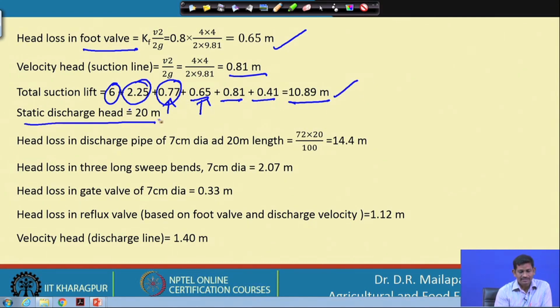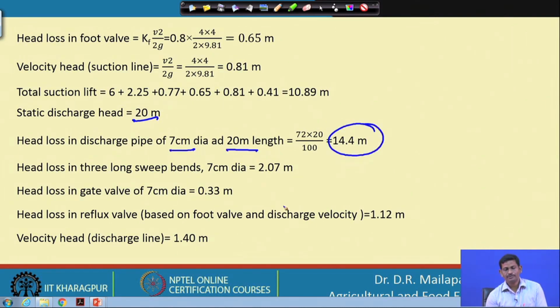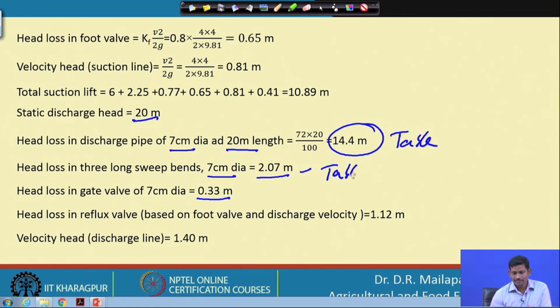Similarly, static discharge head is 20 meter, this is the length of the pipe, and then head loss in the pipe for 7 centimeter, 20 meter length, you get 14.4 meter as the friction head loss. Head loss in the long sweep bends, for 7 centimeter, you get 2.07 meter. Head loss in the gate valve is 0.33 meter. This is from the table, this is also from the table, a nomograph, and this is also from the table.